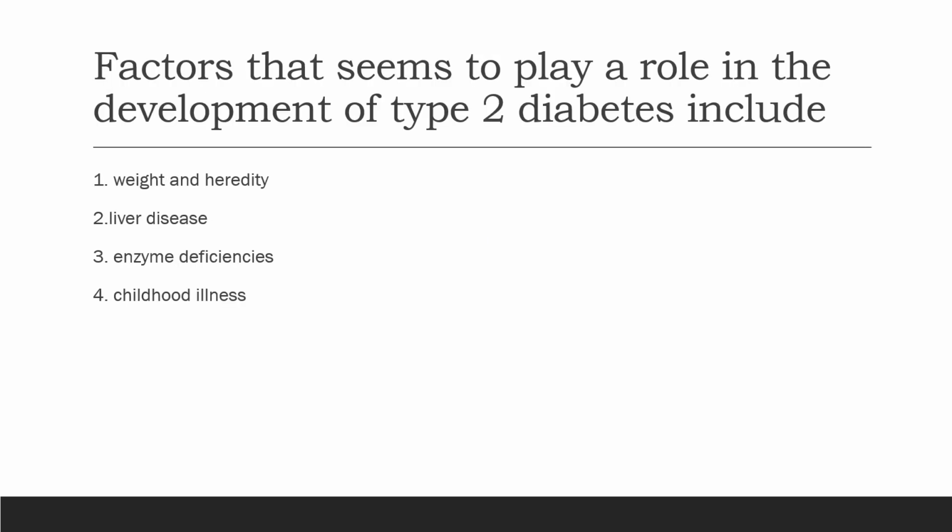Factors that seem to play a role in the development of type 2 diabetes include weight and heredity, liver disease, enzyme deficiencies, or childhood illness. So we have to think about type 2 diabetes. The correct option is weight and heredity.